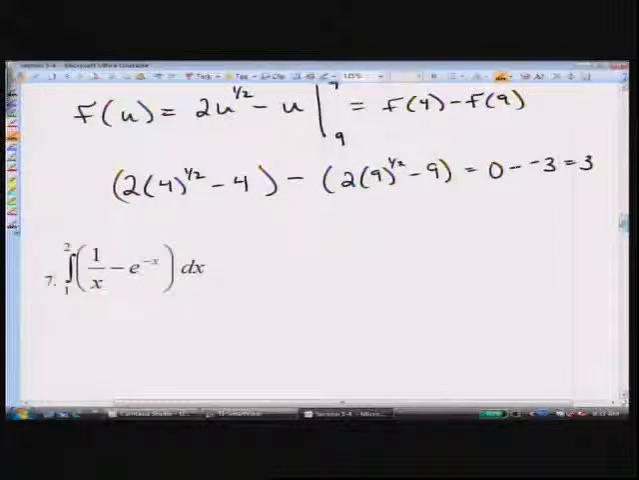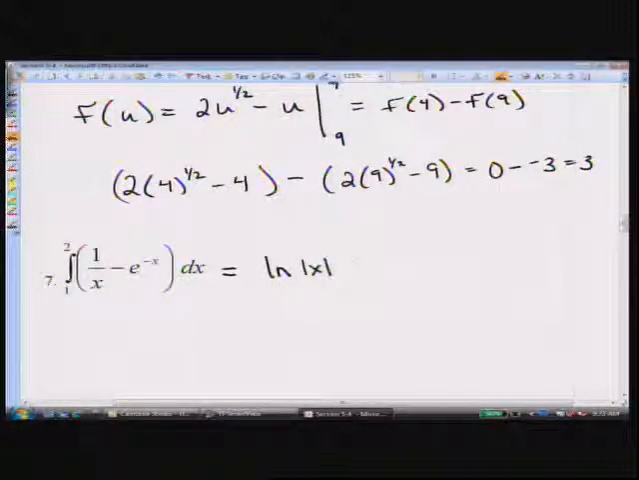All right. Antiderivative from 1 to 2 of 1 over x minus e to the negative x. Anyone? Okay, so who wants to do this one? What's the antiderivative of 1 over x? Right, it doesn't work. It can't be x to the 0 over 0. ln. There it is, thank you. This is the ln of the absolute value of x.